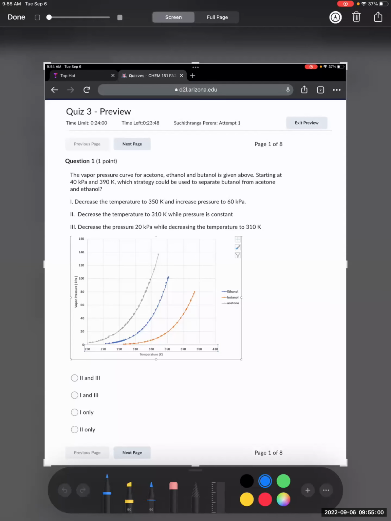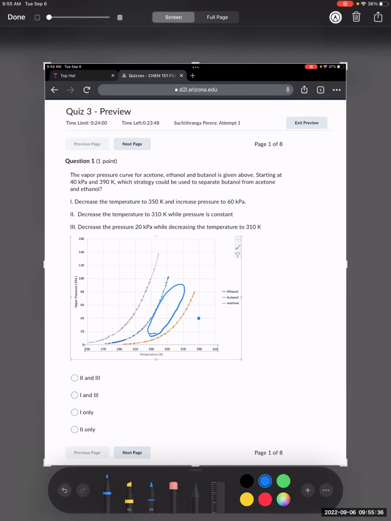Short. This strategy could be used to separate butanol from acetone and ethanol. Okay, so we are at 40 kilopascals and 390 Kelvin, so that should be somewhere on here. And then what we want to do is separate butanol, which is the orange curve, from acetone and ethanol. Okay, if that is the case, we need to be in this region.